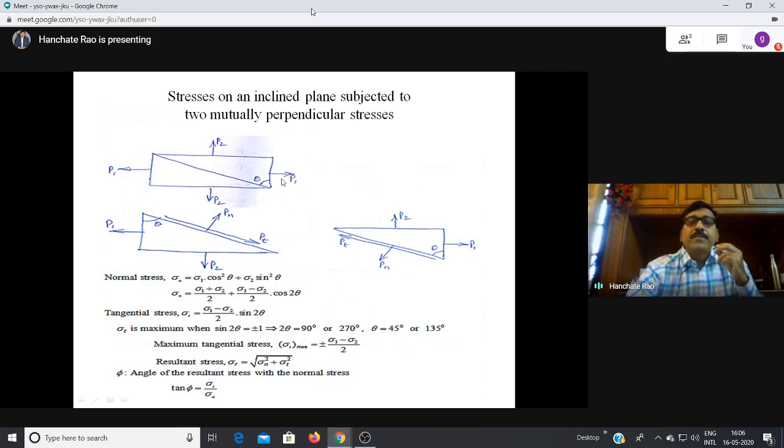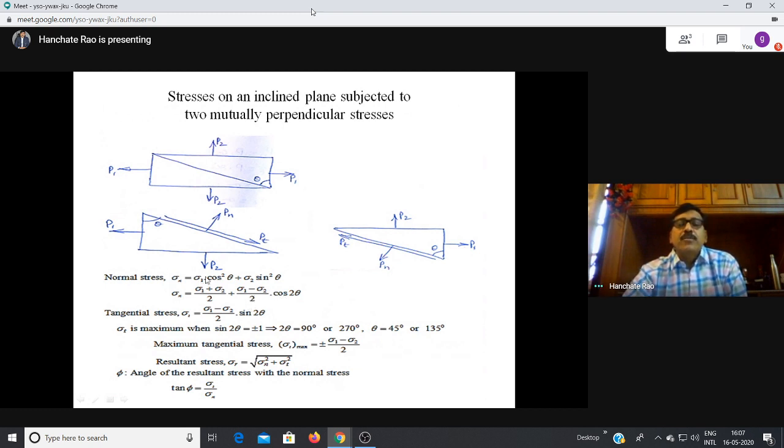Okay, we are applying P1 in the x direction, P2 in the other direction. So we have stress sigma x in the x direction, sigma y in the y direction. Because of this, if you consider any inclined plane, we have normal stress sigma n and tangential stress sigma t. You can find the normal stress is equal to sigma x cos square theta plus sigma y sin square theta, or it is also written as (sigma 1 plus sigma 2)/2 plus (sigma 1 minus sigma 2)/2 cos 2 theta.